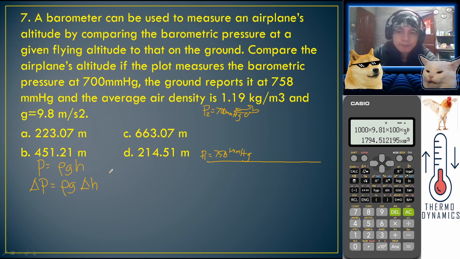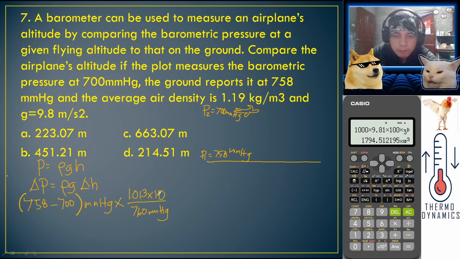Okay. So here we have 758 minus 700. Only, mmHg is not an SI unit. So if it's not an SI unit, what do we do, sir? We need to convert it. So what is the SI unit of our pressure? Of course, we know, that is Pascal. So the conversion factor, we have 760 mmHg is equal to 1.013 times 10 to the 5 Pascal.